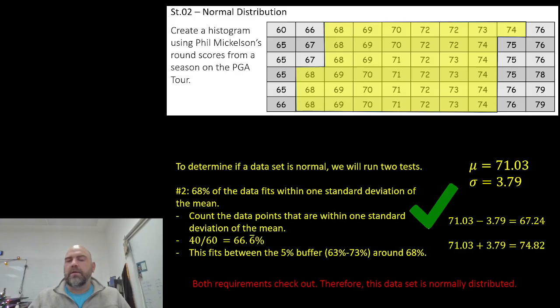And so because of that, we are going to say this data looks like it is normally distributed, based on the two tests that we've done. And it's important to show the results of those two tests as well.